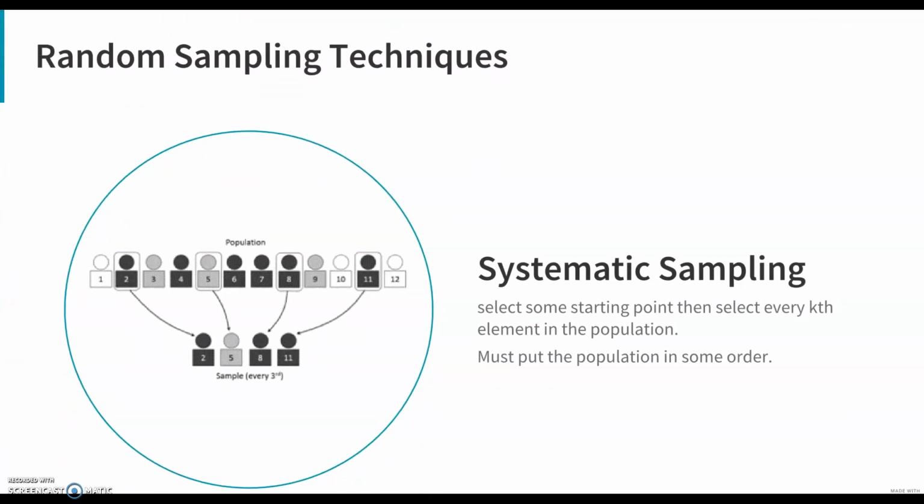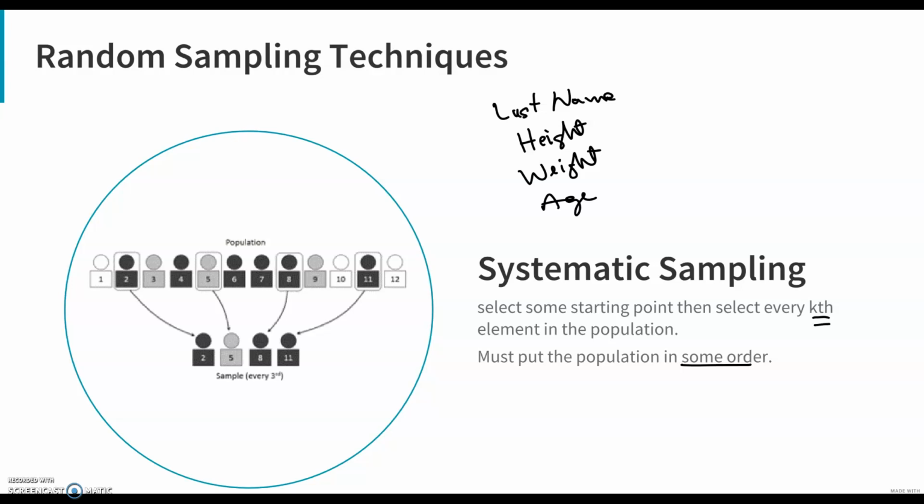Okay, systematic sampling. Select some starting point, then select every kth, just put a number in there: every 5th, every 10th, every 12th, every 100th element in the population. You must put the population in some order first. So if we're talking about people, we can put them in order based on last name, or height, or weight, or age. Okay? Something like that. You just have to put them in some kind of order.